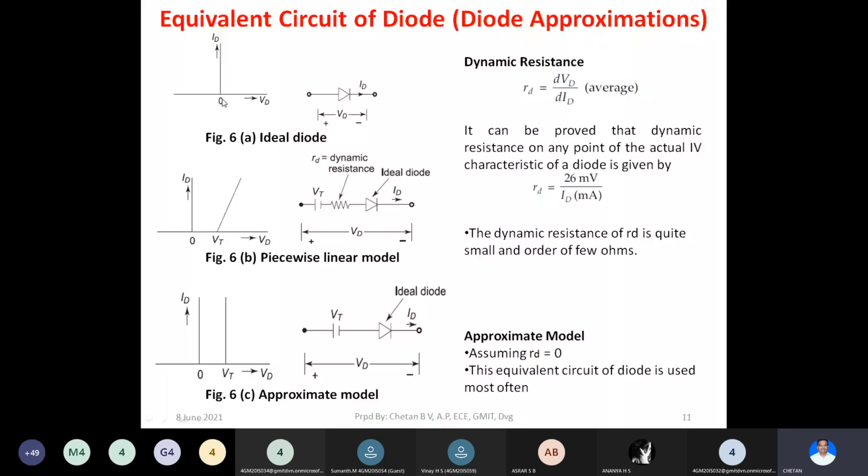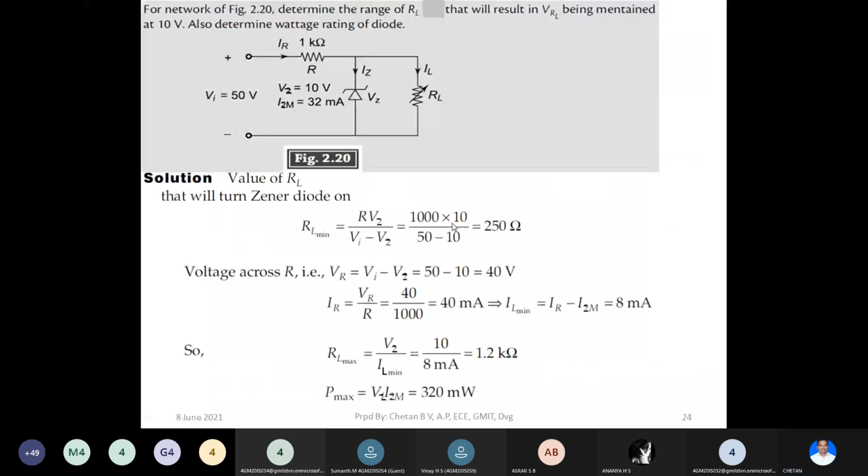And in the reverse direction, there is no current at all, which means this would be an open circuit. That is what is an ideal diode. Here also, in the piecewise linear model and approximate model, we have the ideal diode, which would represent only a short circuit in forward bias and open circuit in reverse bias. So we have to use this ideal diode as a replacement of the diode given in this problem, right? Because it is mentioned as ideal.